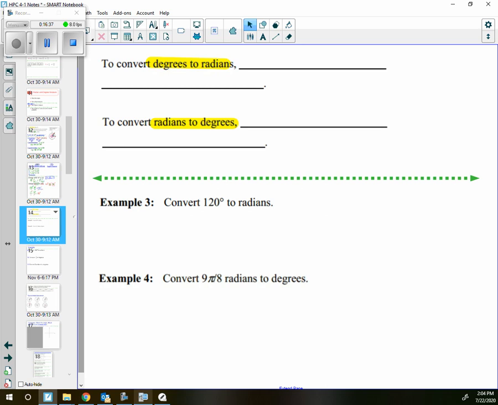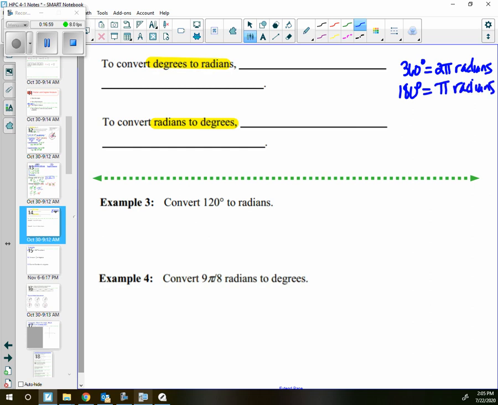So we want to be able to do that. So we want to think about what our conversion factors are here so we know what we're dealing with. We know that 1 complete revolution in degrees was 360, and that was equivalent to 2 pi radians. We also know then that 180 degrees is equal to just pi radians. And that's the one that we actually use for our conversion factor, so that we know 180 degrees is equal to pi radians. So to go from one to the other, we're going to use that conversion factor.